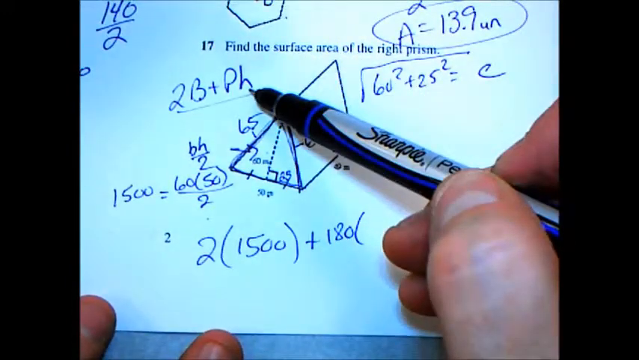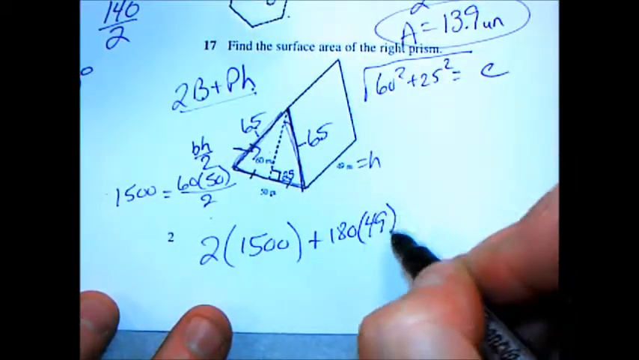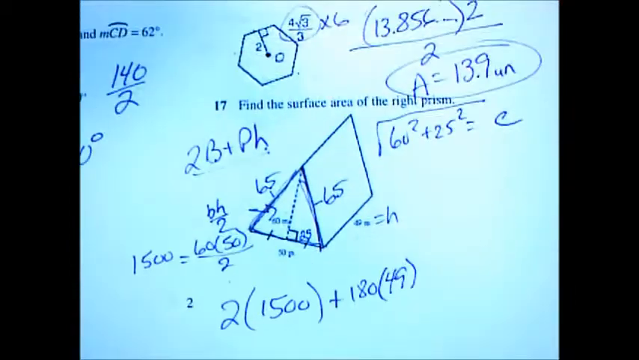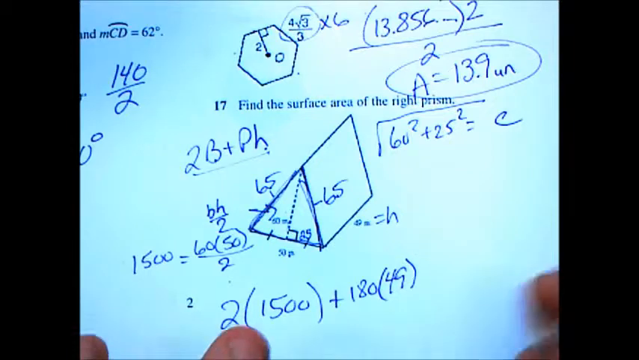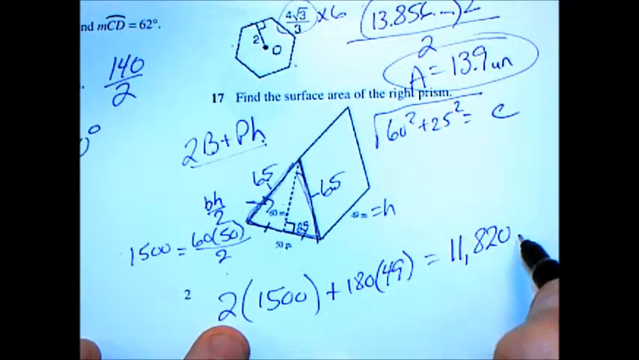Now the formula calls for the height. The height on this one is between the bases, so that means it is 49. And now I'm ready to put that in my calculator. It gives me an answer of 11,880 meters squared.